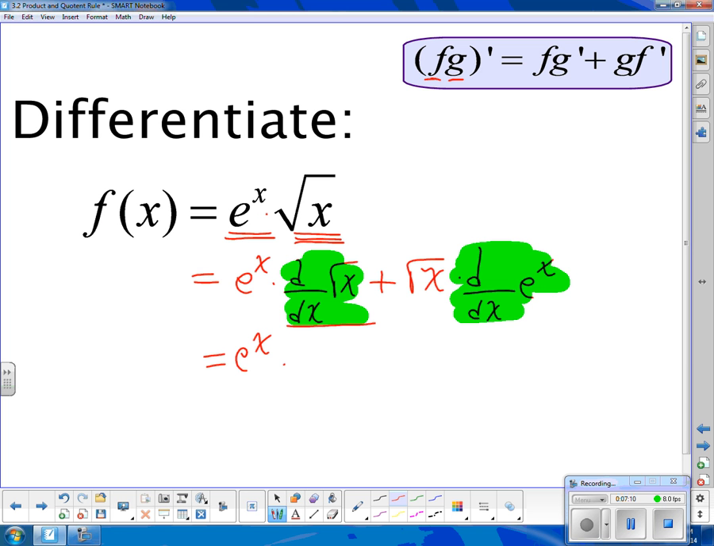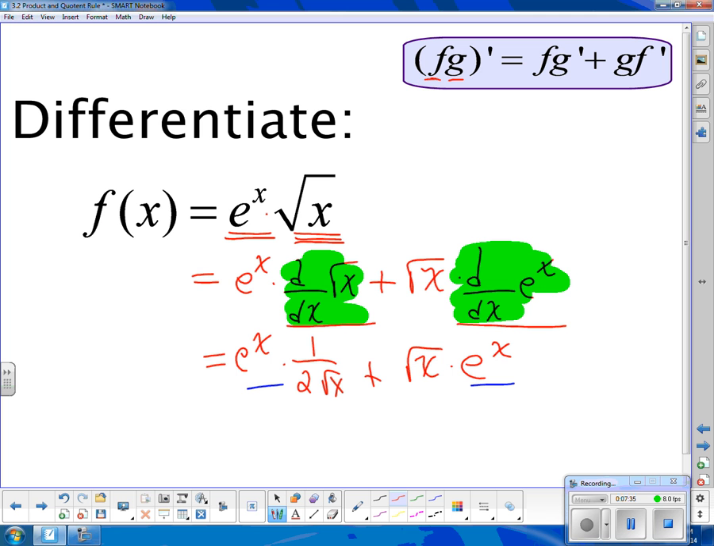Well, the derivative of square root of x, we know from the previous section, is 1 over 2 root x, plus the second function, square root of x, times the derivative of the first function, and nicely, the derivative of e to the x is just e to the x. So that is the derivative. It's left now to us to do some simplifying, and we should probably try and simplify as much as possible.